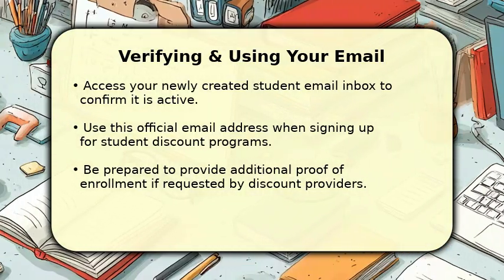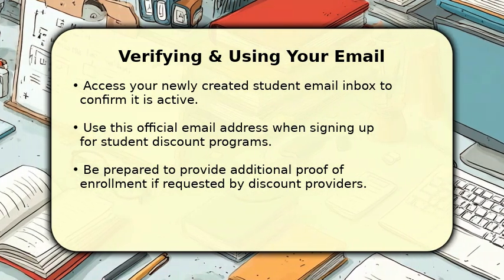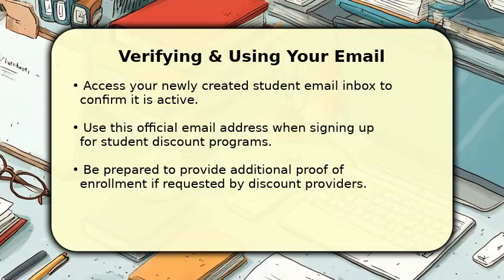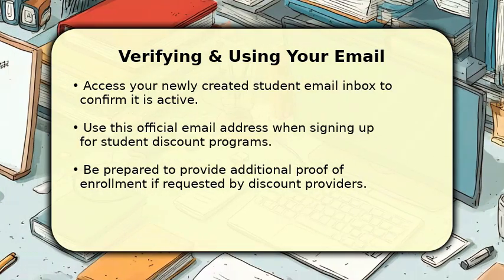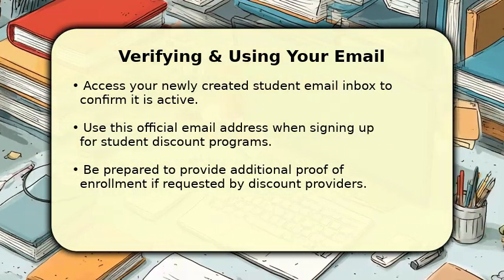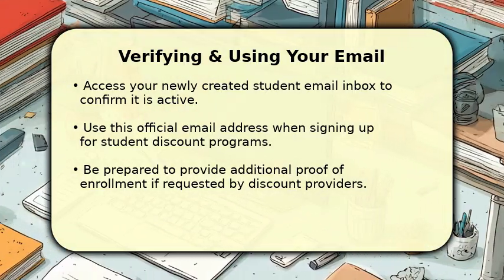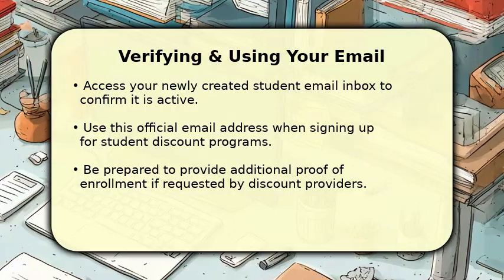This is your key to unlocking discounts. When applying for student offers, always use this official email address. Some providers might also ask for extra verification, like a student ID card or an enrollment letter, so have those ready. Many discounts offer up to 50% off.